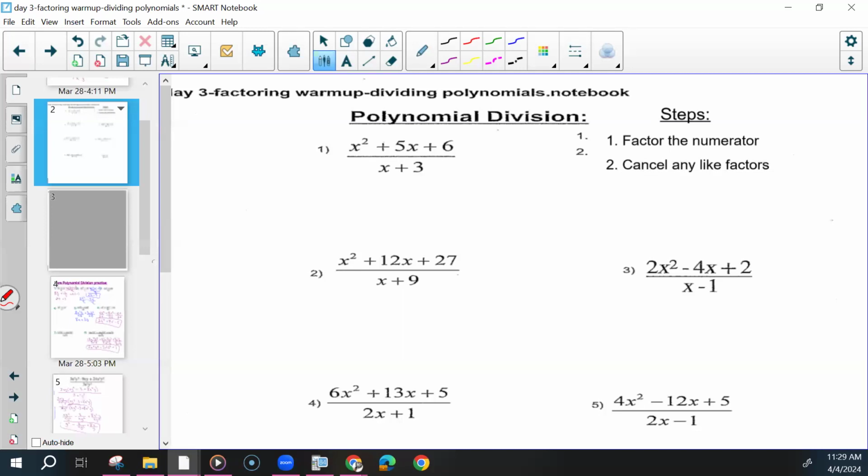This one is a trinomial. This is either an a equals 1 or a doesn't equal 1. Which one is this? A equals 1. Just writing that off to the side so we remember. So we factor that by finding two numbers that multiply to be 6, that add to be 5.